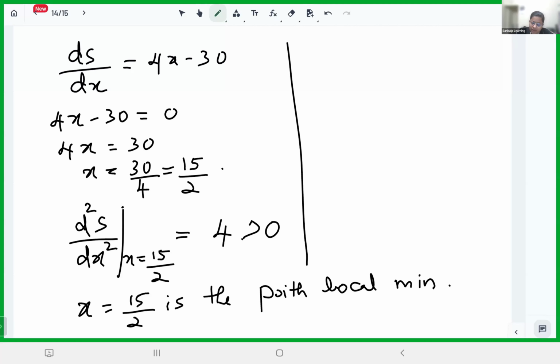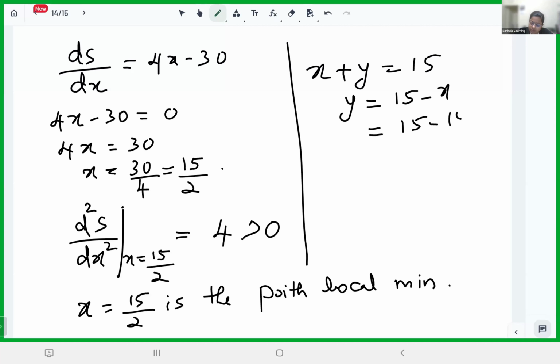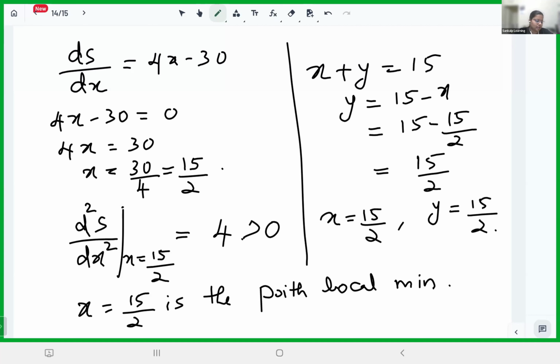So what will be y? Since x plus y is equal to 15, y is equal to 15 minus x, that is 15 minus 15 by 2, which is equal to 15 by 2. So the values are x equal to 15 by 2 and y equal to 15 by 2, isn't it? So these are the numbers such that the sum is 15 and the sum of the squares of these numbers is minimum. All right.